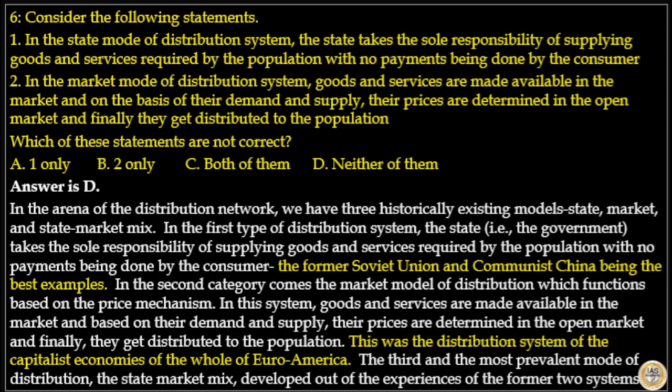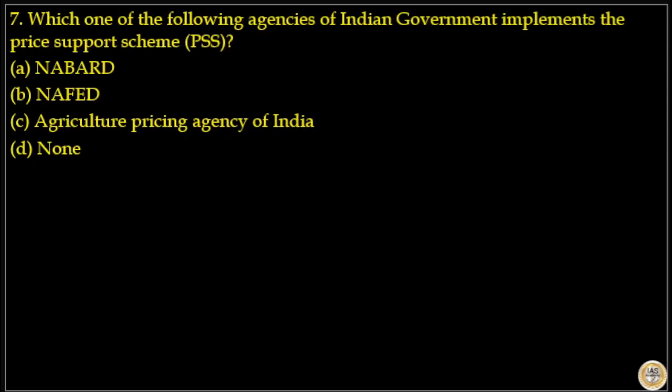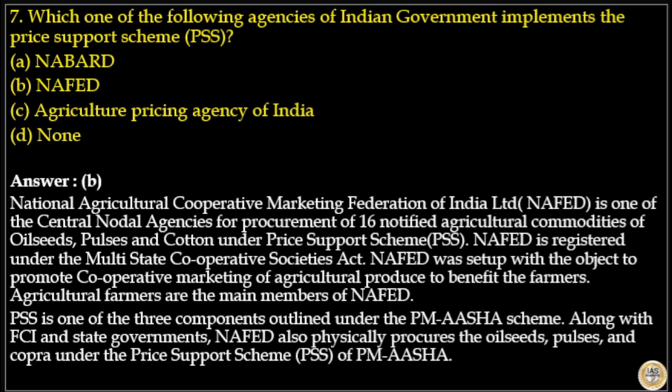Next question is, which one of the following agencies of Indian government implements the price support system PSS? Options are NABARD, Agriculture Pricing Agency of India. Here answer to this question is option B, NAFED, National Agricultural Cooperative Marketing Federation of India Limited, or NAFED, is one of the central nodal agencies for procurements of 16 notified agricultural commodities of oilseed, pulses and cotton under the price support system. NAFED is registered under the Multi-State Cooperative Societies Act.